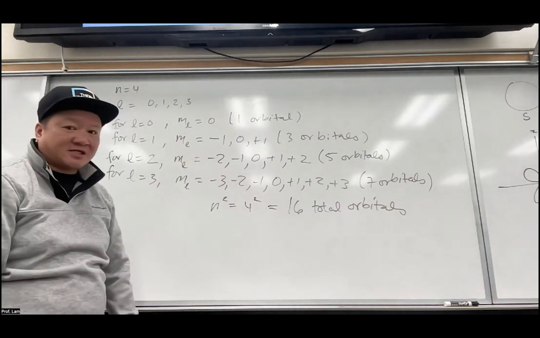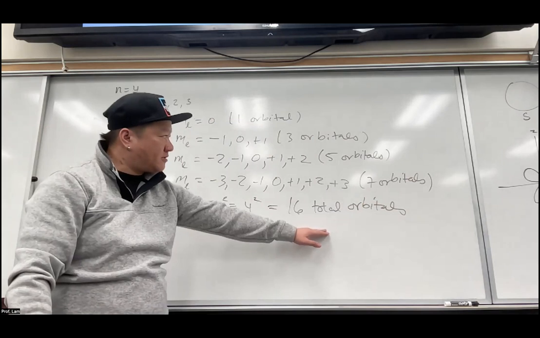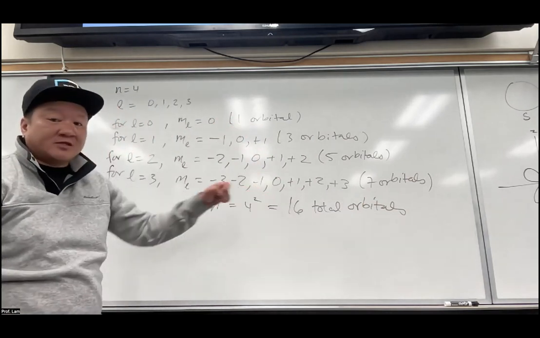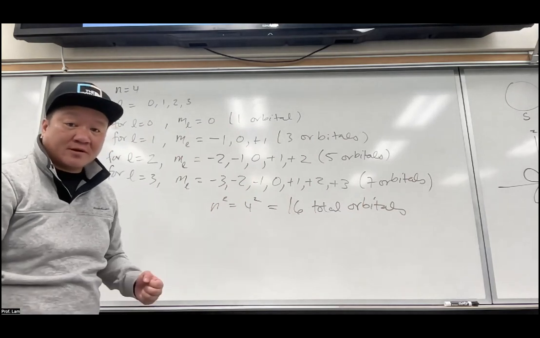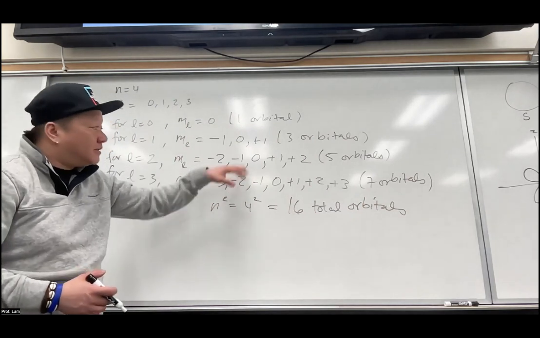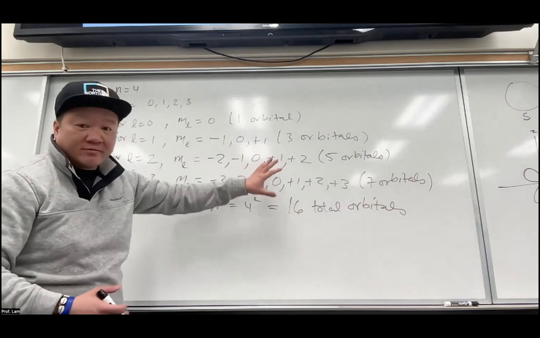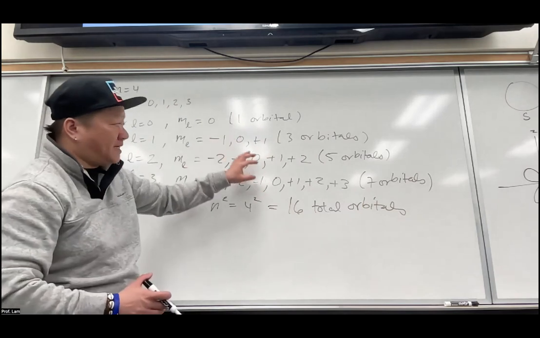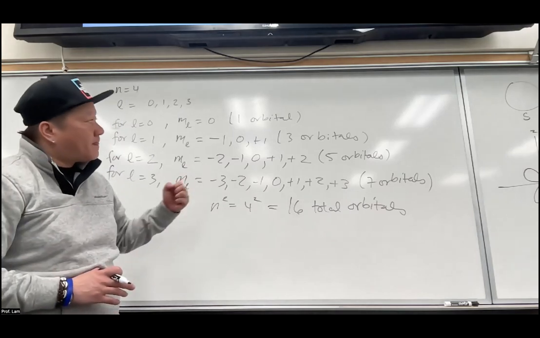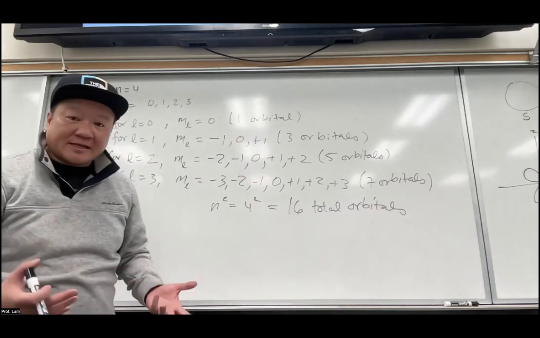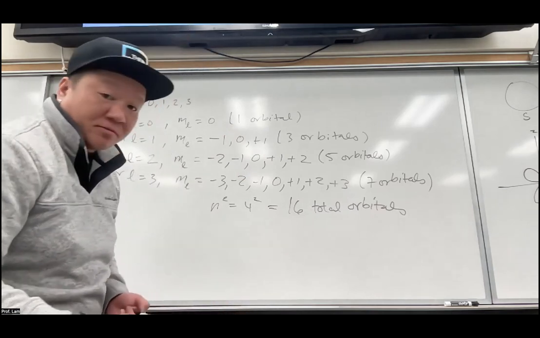Why does n squared give you the total number of orbitals? We just showed it, right? Each one of the ml values represents a unique orbital, right? And right now, you just have to know the numbers. But later on, we will map these to a shape. So that's easier to understand, right? But for now, each one of these is representing a unique orbital.